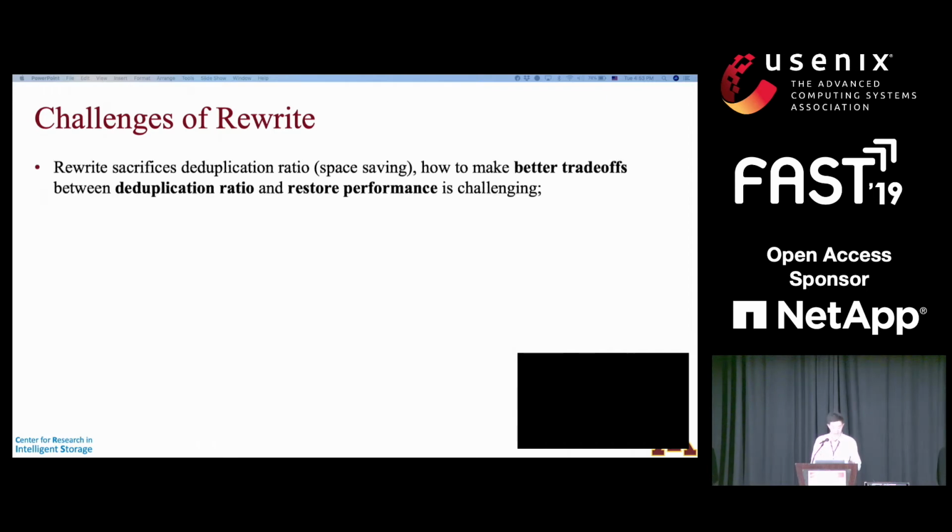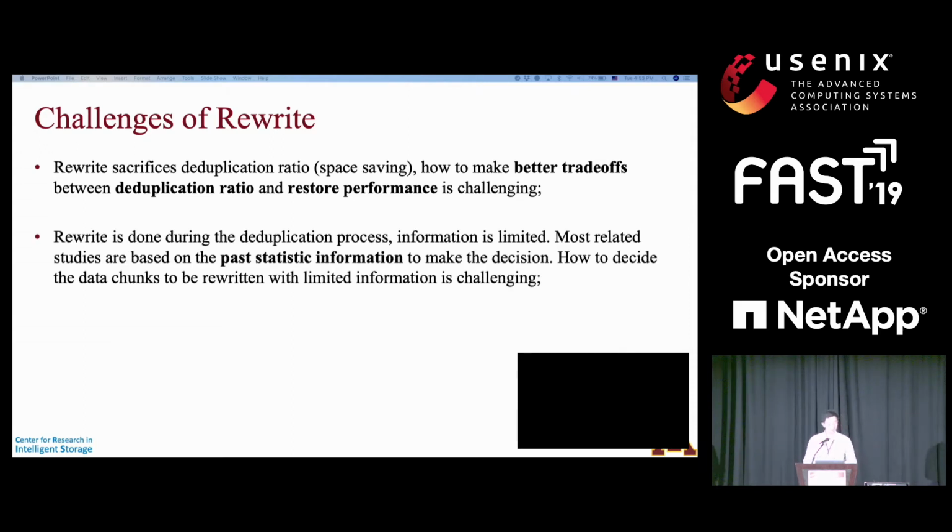The first challenge is that we make trade-offs between the deduplication ratio and the restore performance. How to find a good trade-off is a problem. The second thing is that, different from the restore process, where you have the recipe that tells you which chunk will be used in the future, now you are in the deduplication process. You don't know what will be in the future. So the information is limited in this process, and that's difficult for making a very precise or good rewrite decision.